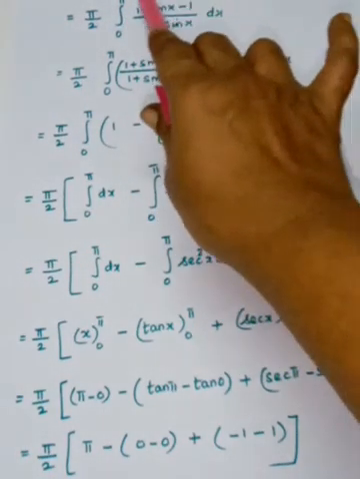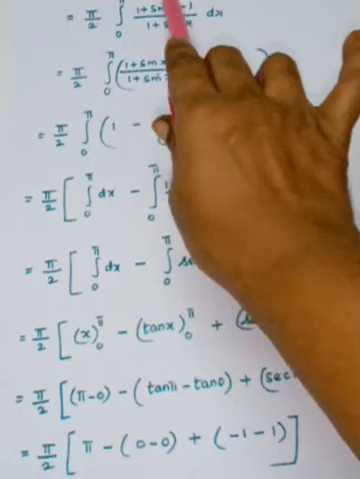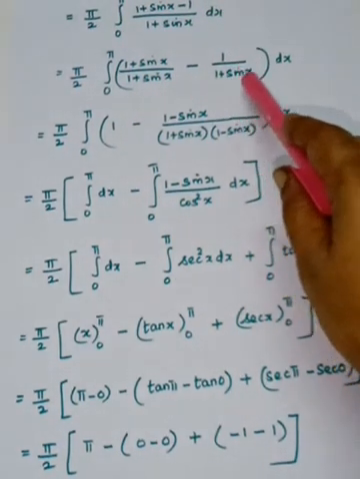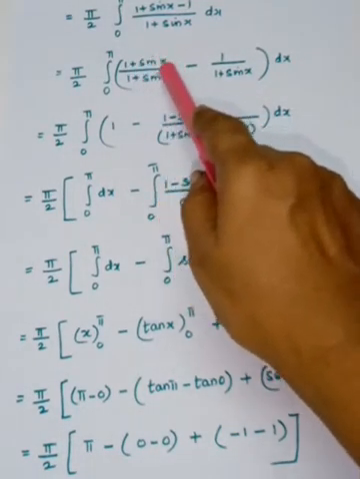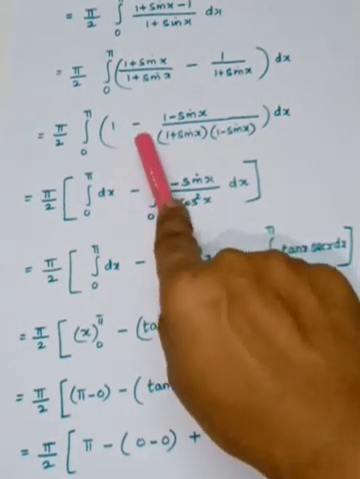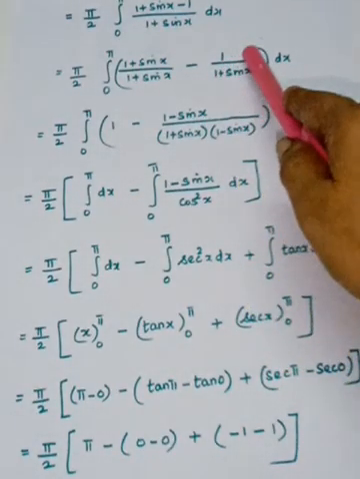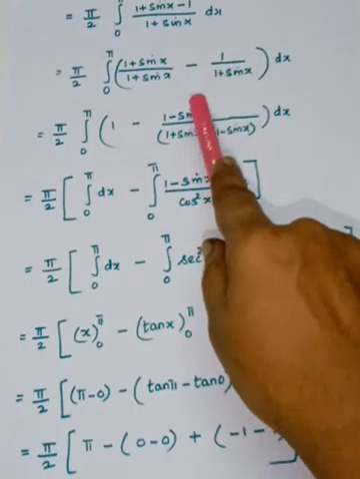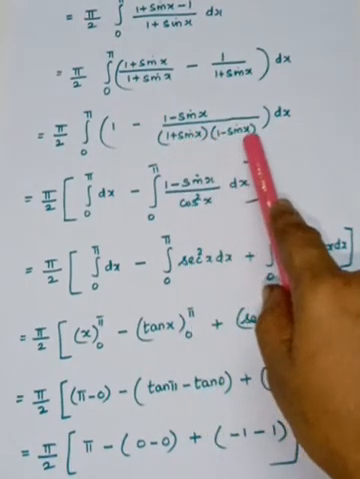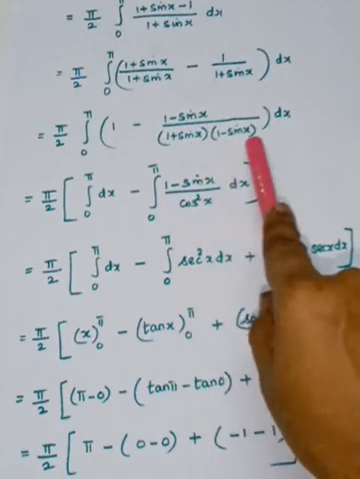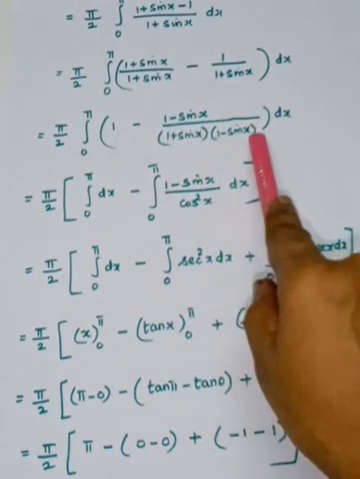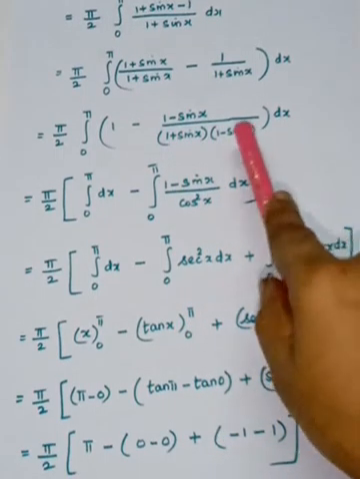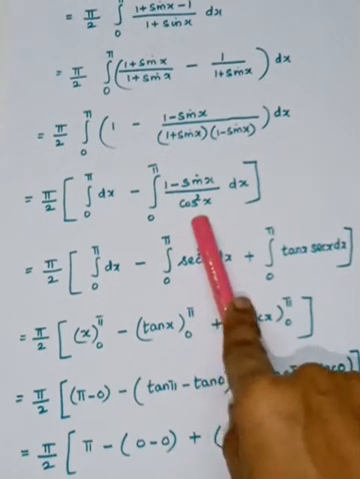So I have combined the first two terms: 1 plus sin x divided by 1 plus sin x minus 1 divided by 1 plus sin x into dx. These two get cancelled. Here you are having 1 minus, so multiply and divide by the conjugate. What is the conjugate of this? 1 minus sin x. So 1 into 1 minus sin x divided by 1 plus sin x into 1 minus sin x. It is in the form of a plus b into a minus b, so it is a squared minus b squared. So 1 minus sine squared x. What is 1 minus sine squared x? That is cos squared x.